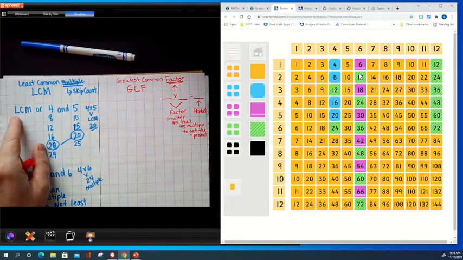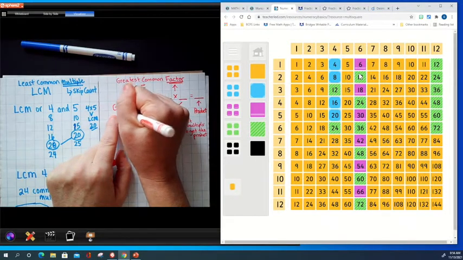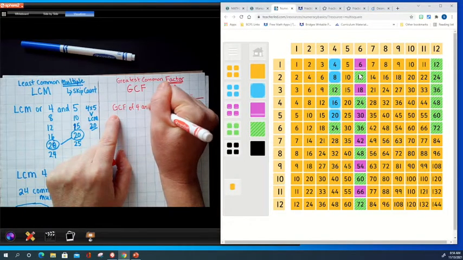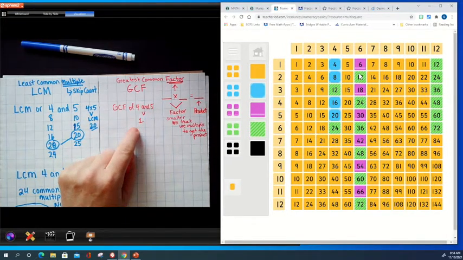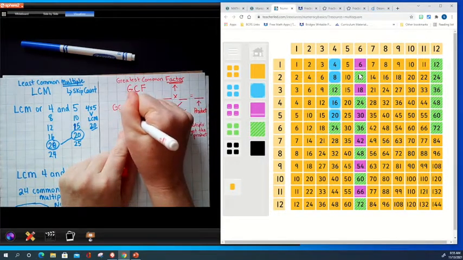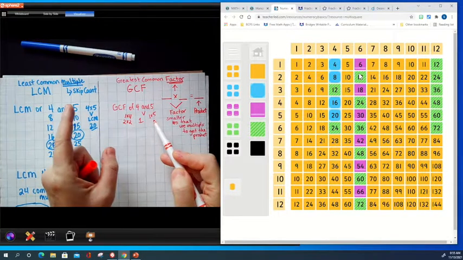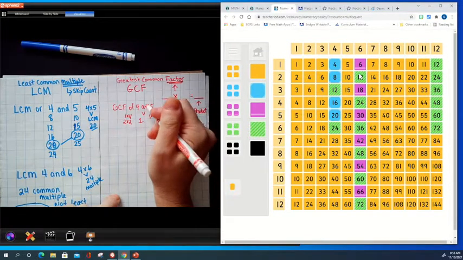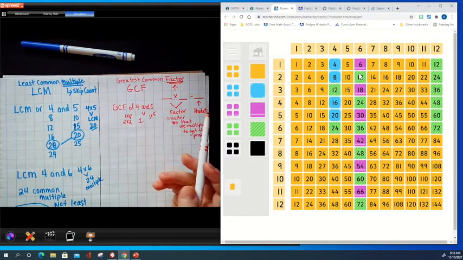So if I said, what is the greatest common factor of 4 and 5? The greatest common factor of 4 and 5 is actually 1, okay? Because 5 is a prime number, so I can only count by 1 or 5. 1 times 5 is 5, and 1 times 4 is 4, and 2 times 2 is 4. 2 is not a factor of 5, so 1 is the greatest common factor. That's it. It's the only factor that they have in common. So you couldn't find a greatest common factor of 4 and 5 because it's just 1.